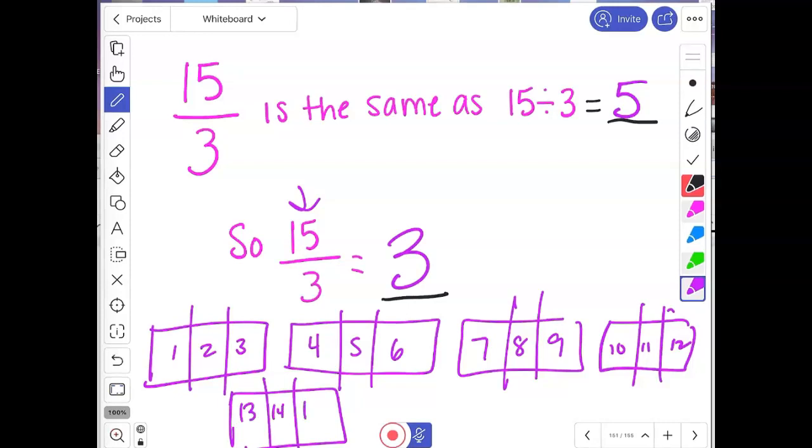13, 14, 15. How many cakes did I have to draw before I had 15 pieces? I had to draw 1, 2, 3, 4, 5 cakes.